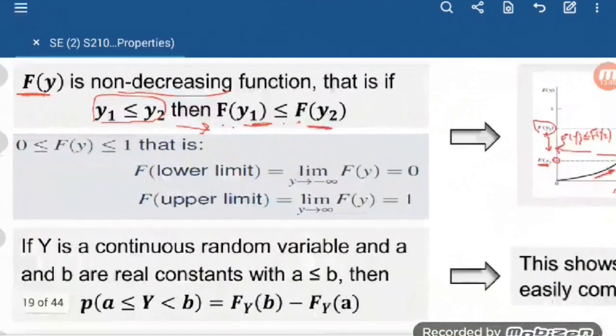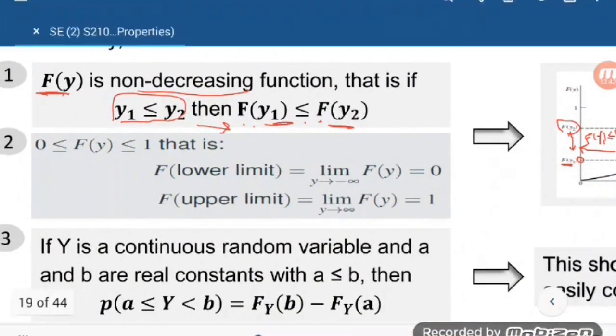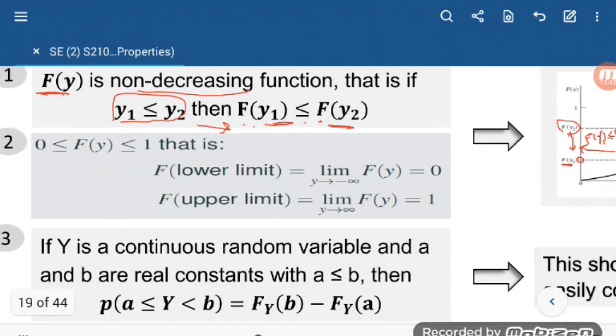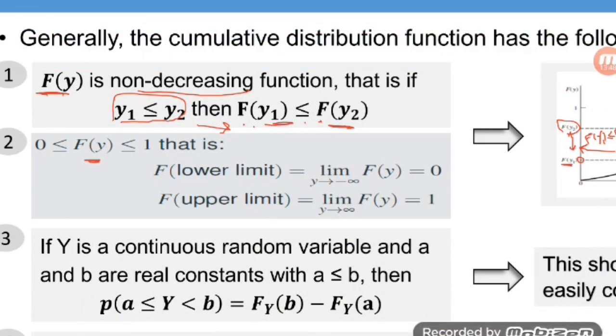Now next, the second property. In the second property, we say that F capital of y, the cumulative distribution function, lies between 0 and 1. So the lowest value of this function is 0, and the upper value of this function is 1. So we can say that F capital of y represents somehow a value of a probability, because a probability is always positive and lies between 0 and 1. This happens because F at the lower limit of y equals 0, which is the limit of the CDF when y tends to negative infinity.